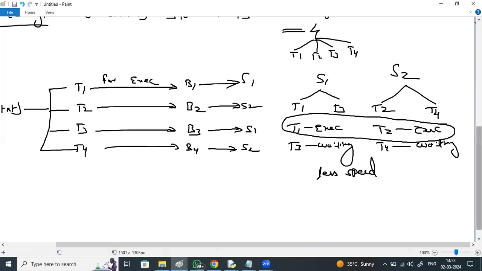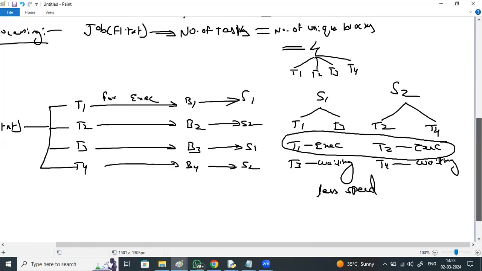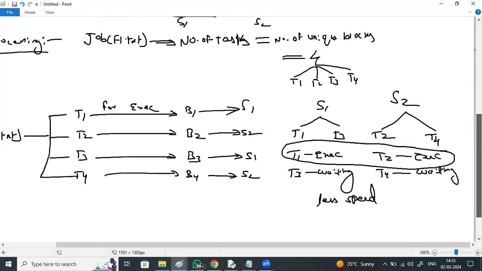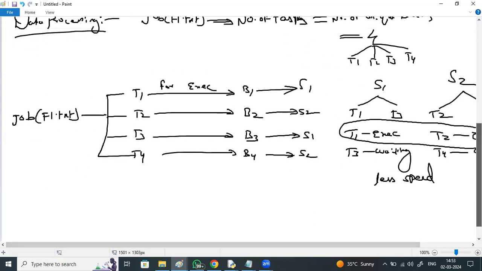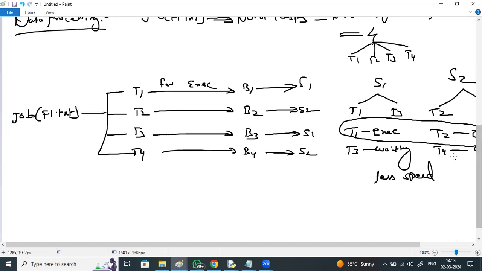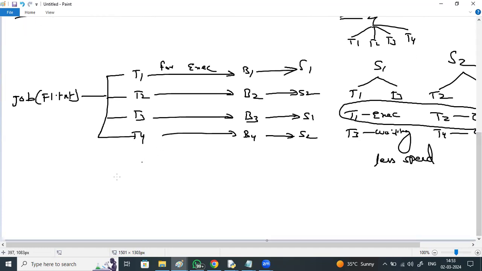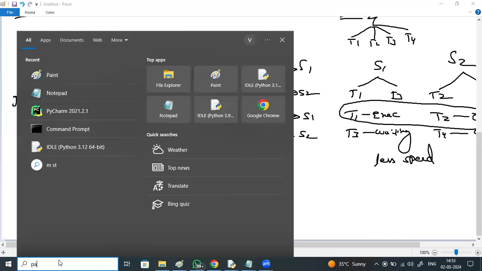Less speed. That is how the data storage and processing is happening, right? Observe the next case.